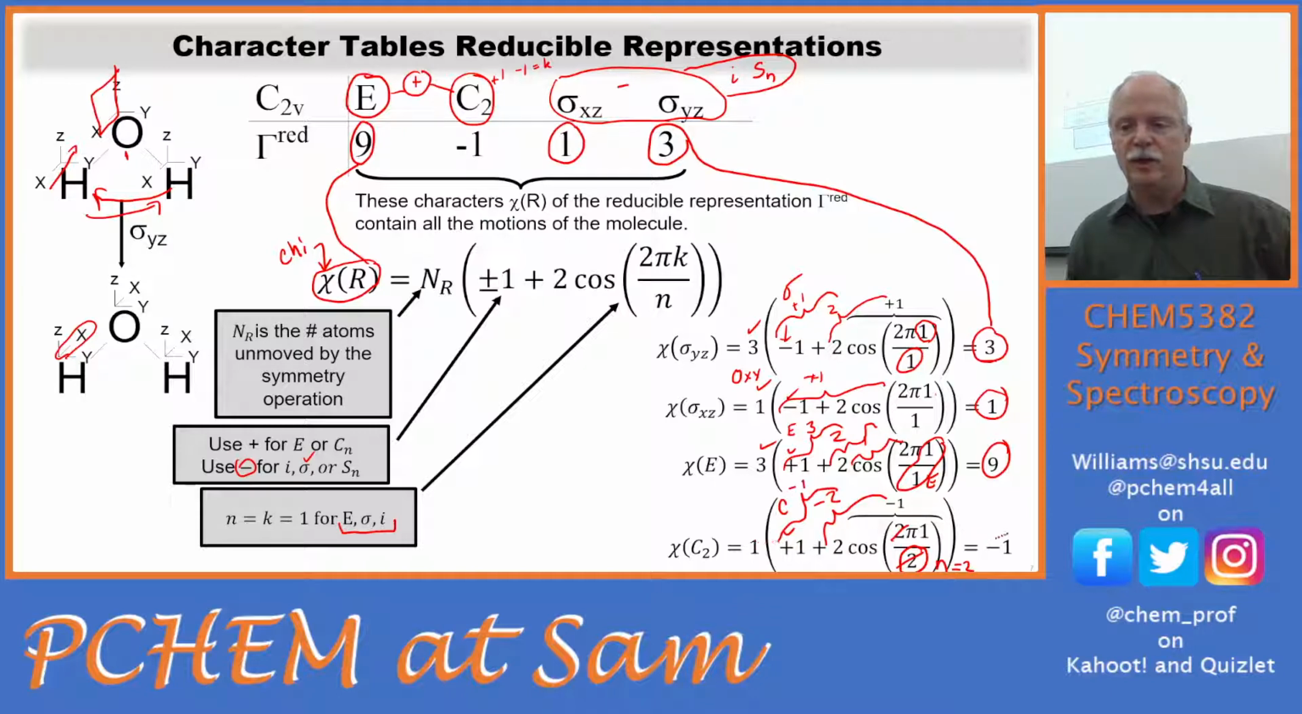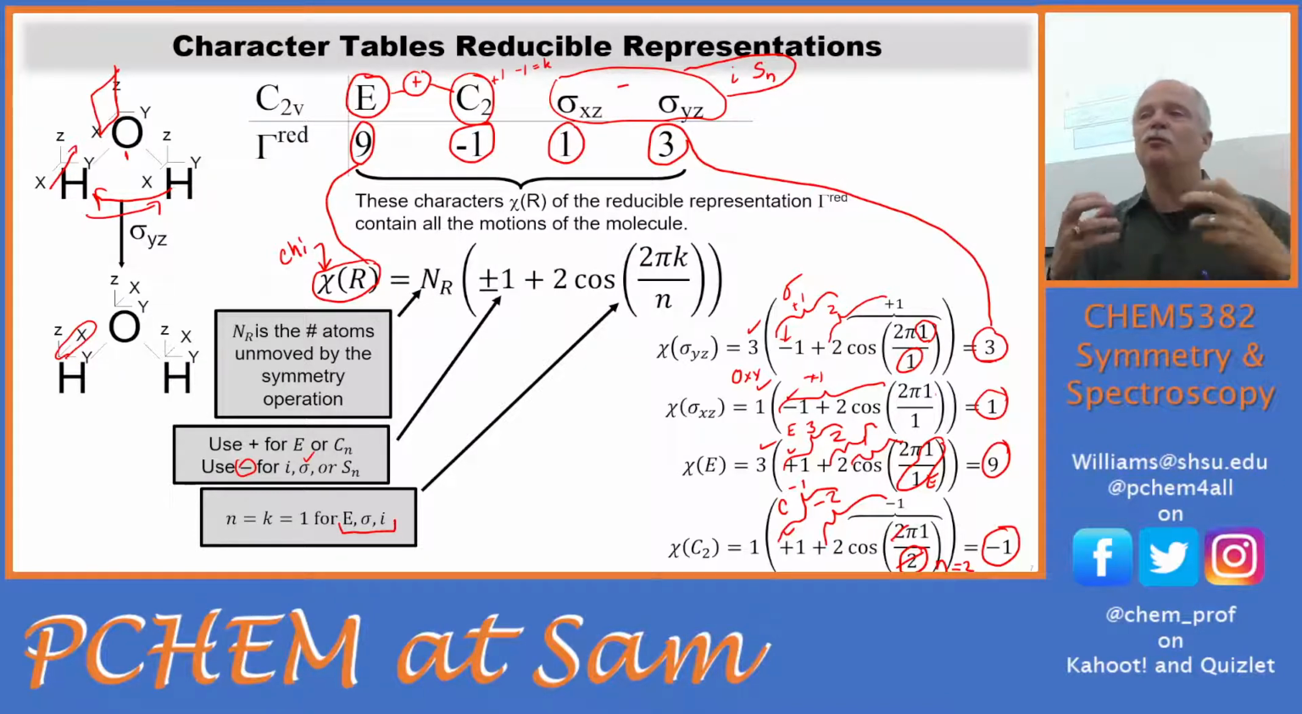-1 times 1 is -1. Okay, so that's where this -1 came from. So we're done. And that is what we call a reducible representation. It is not an irreducible representation. So this reducible representation is the sum of other rows in a character table. And so now we'll decompose it to see what those rows are and how many of each there are.